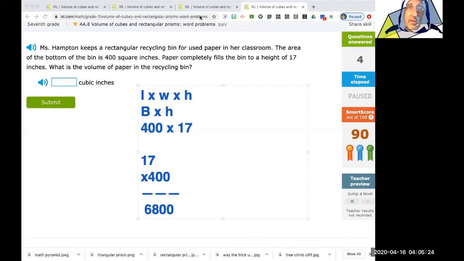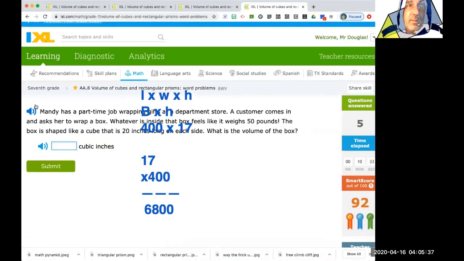Let us go here. Very good, sir. Very good, sir. 6,800 cubic inches, challenge level. All right, good job, guys.